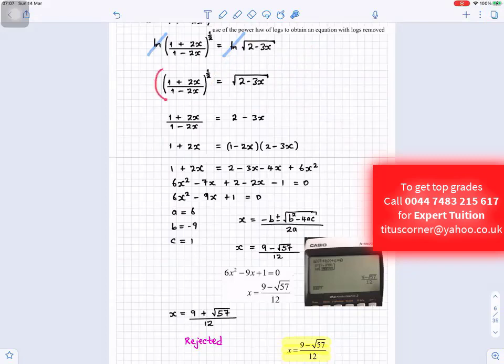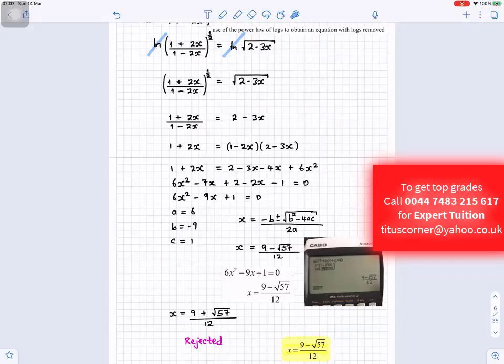Now, if you square both sides, this half would cancel on the left and the square root sign will cancel on the right. So you go 1 plus 2x over 1 minus 2x equals 2 minus 3x. And then you cross multiply, you get that expression. And then you expand these double brackets, you get the next one. And you put everything to the left side, and then you would get this quadratic 6x squared minus 9x plus 1.